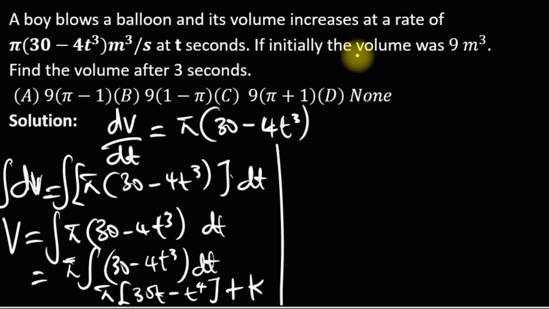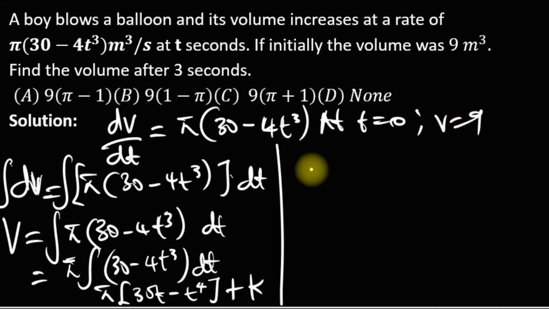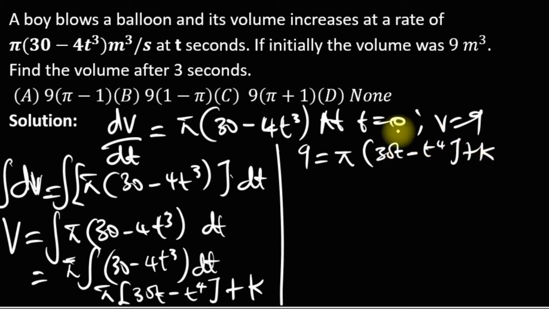They said if initially the volume was 9 meter cube, we have to find the volume after 3 seconds. Initially means at t equal to 0. Our volume is 9. So we have the volume is now 9 equals pi(30t minus t raised to power 4) plus k. So we know that t is 0. So 0, 0. So what we have is k is 9. If you substitute this 0, 0, so k is 9.